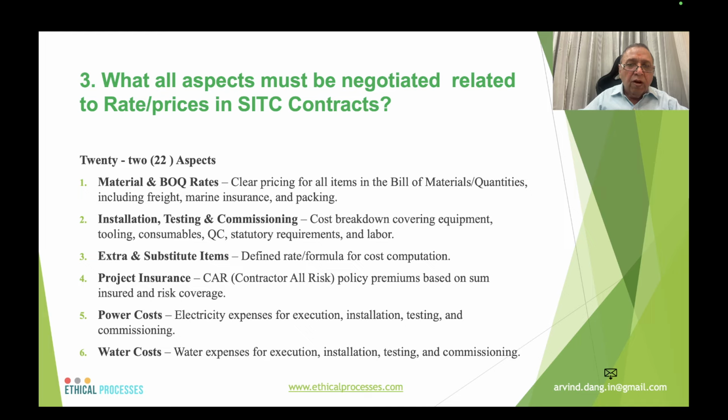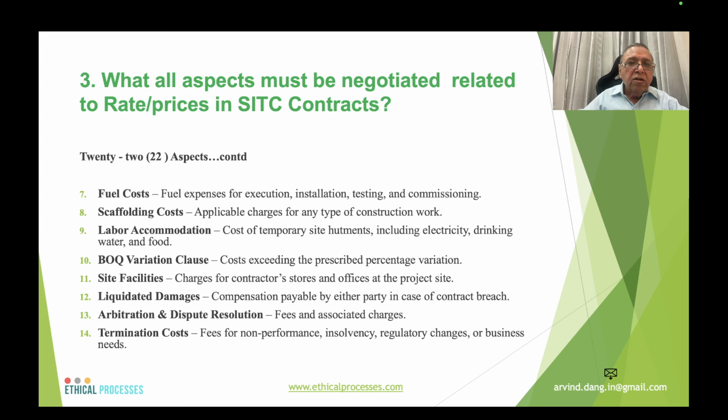Define the rate formula for cost computation. Project insurance, contractor or risk insurance, like policy premium, who will take this policy and who will pay the premium, etc. And the sum insured and the risk coverage. Power cost, electricity expenses for execution, installation, testing, and commissioning. Similarly, for the water costs, fuel cost for execution, installation, testing, and commissioning.